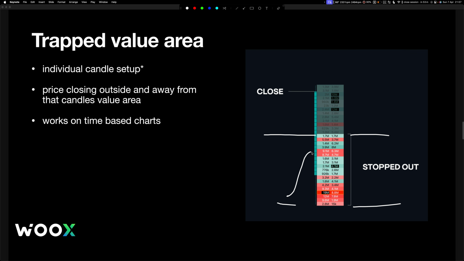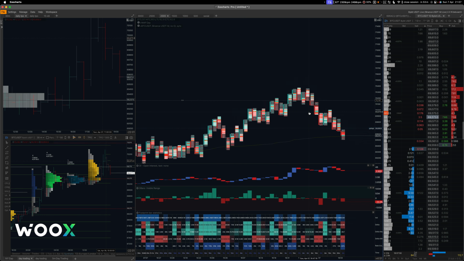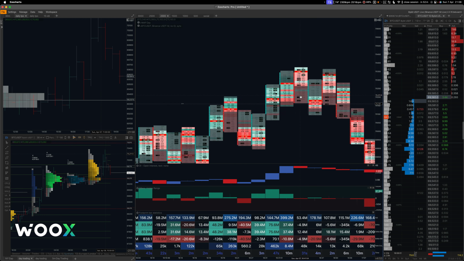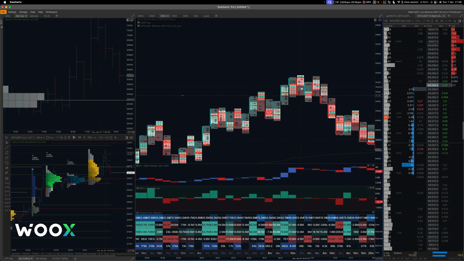What you've got is a range, price traded within this range, and the candle essentially just closed outside of the range, and now you're using that as your invalidation. It only really works on time-based charts, if I'm being honest with you. If we're looking here on a range chart, you can see every candle is almost a trap value area, but it works best on time-based charts.